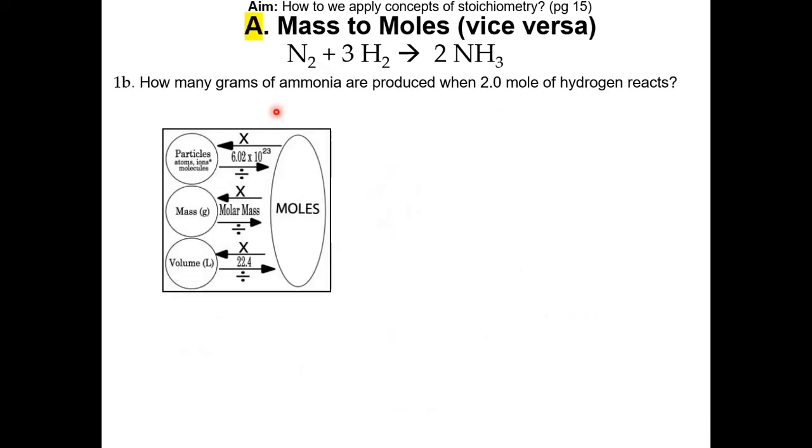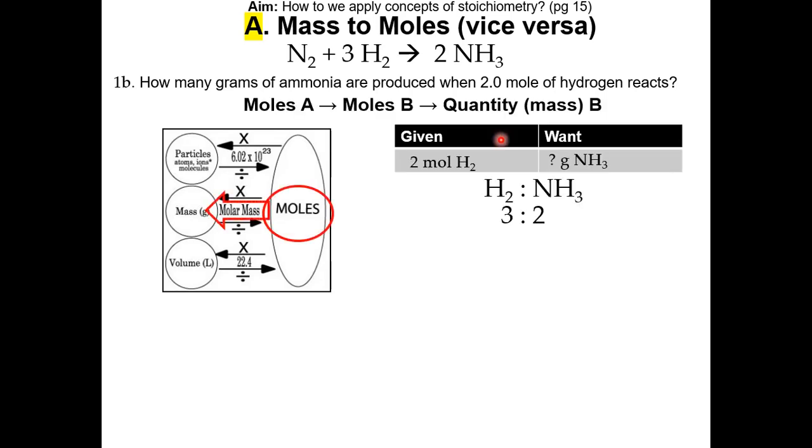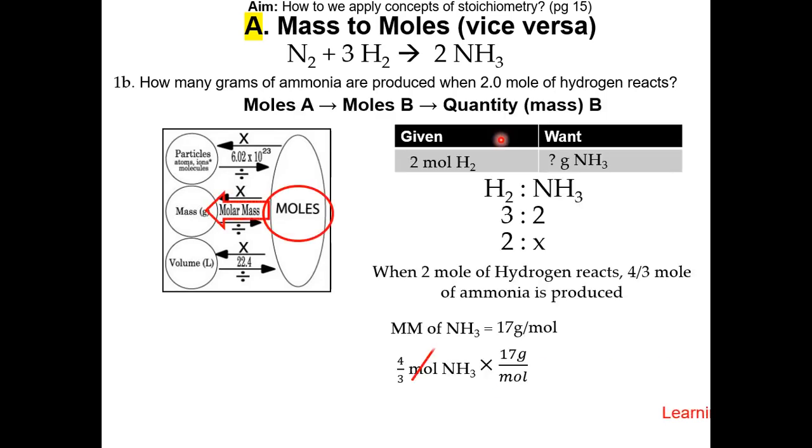Now I want you to do the rest of the problems in scenario A on your own. Do 1B to 1F. Pause the video and resume once you want to see the answer. So here's the answer to 1B. 22.67 grams of ammonia. And here's the bridge method.